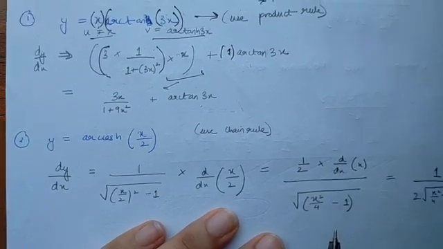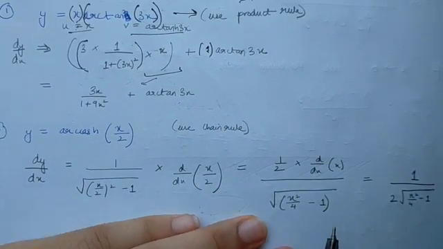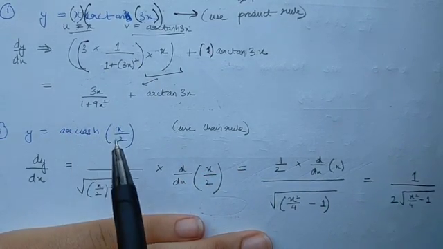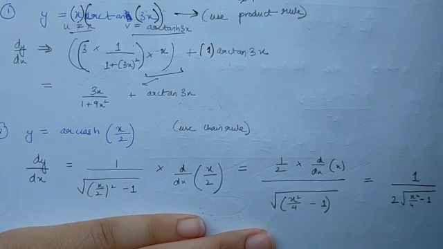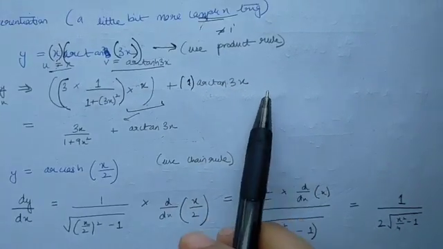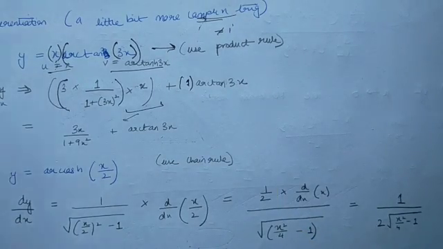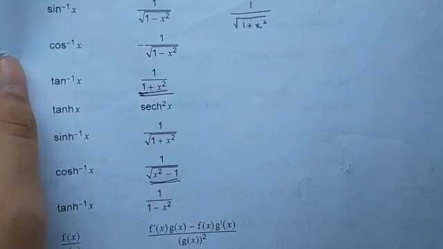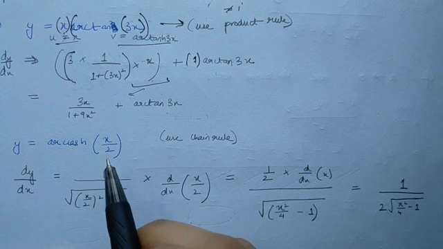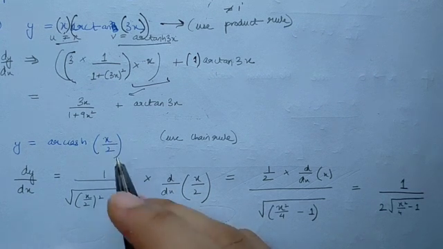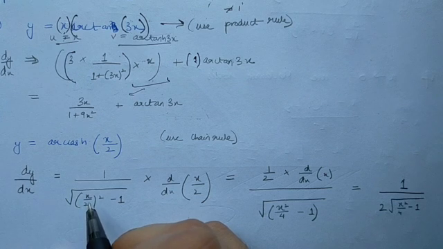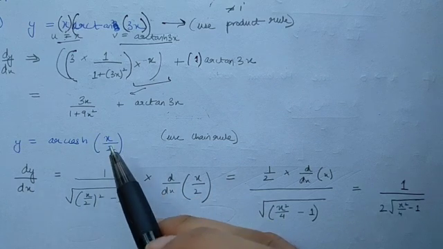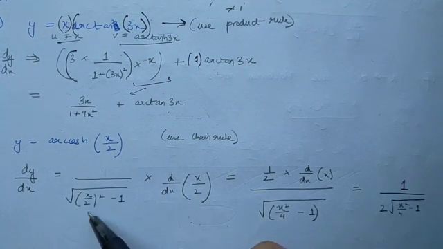Now let's look at another example using the chain rule, just to make this a bit more clear. So we have arc cosh x over 2. So this is the hyperbolic function. Looking at the data booklet again, for arc cosh, this is what the derivative is, 1 over root of x squared minus 1. Now our x is x over 2, so we will replace x with the x over 2.